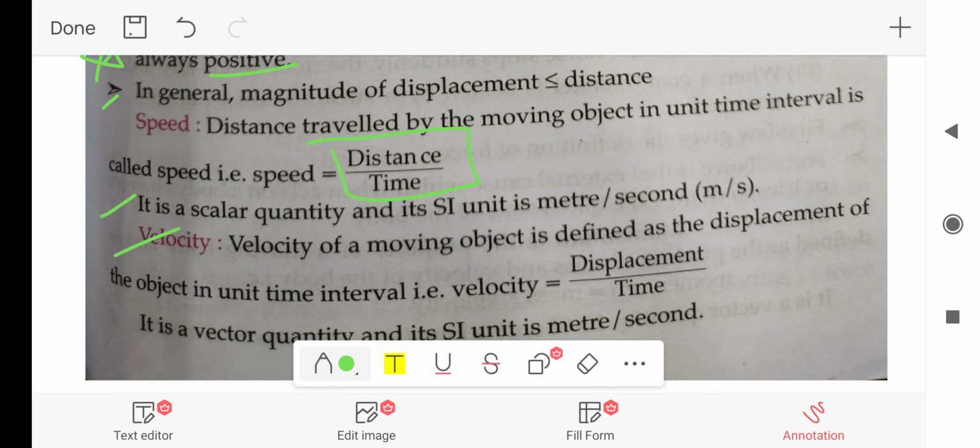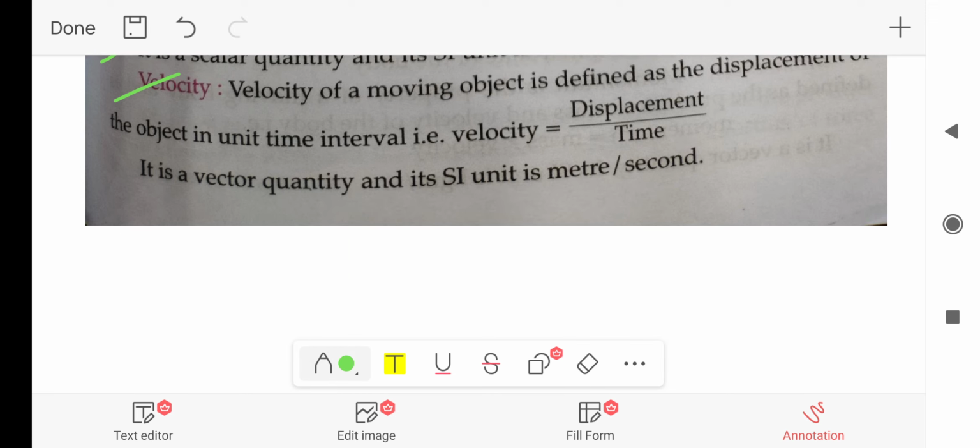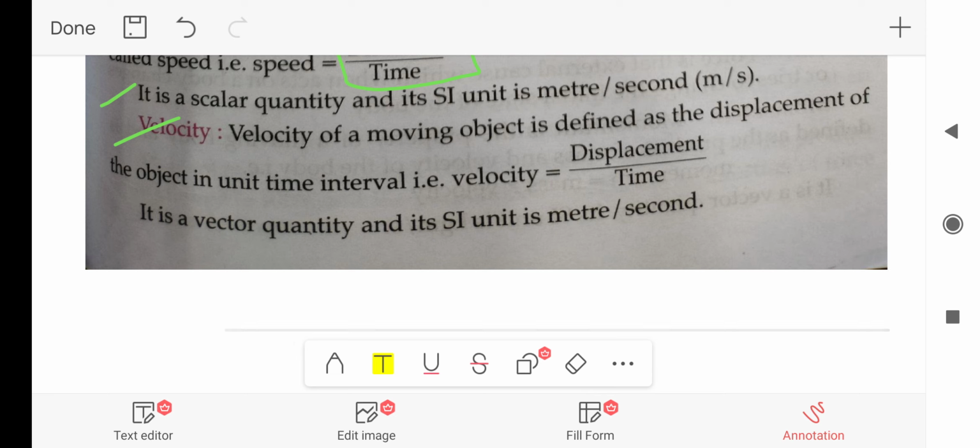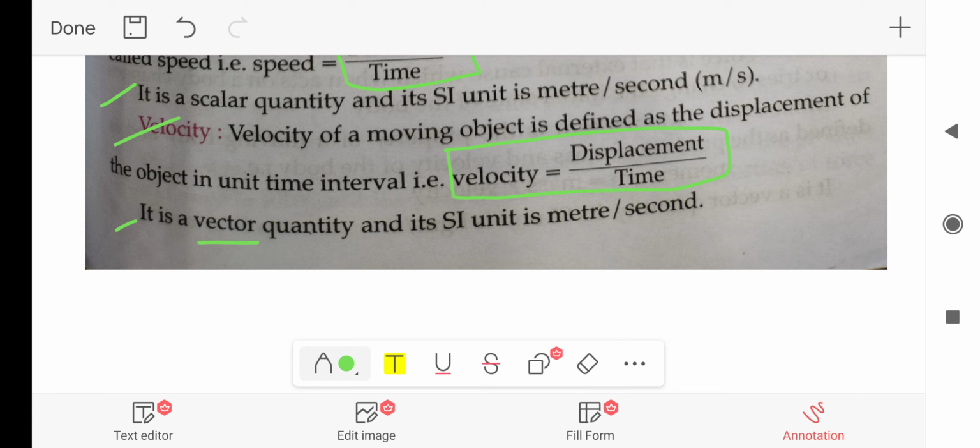Velocity. Velocity of a moving object is defined as the displacement of the object in unit time interval. That is, velocity is equal to displacement by time. It is a vector quantity and its SI unit is meter per second.